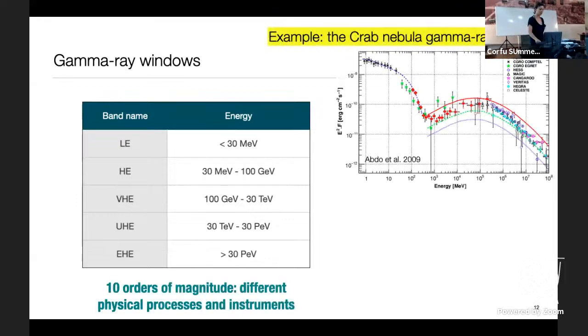So we have more than 10 orders of magnitude, and as I'm showing you here in this example, this is the emission of one of the most famous gamma ray sources, the Crab nebula, that is one of the bright spots in the Fermi sky, a galactic source. And here you see a nice collection of spectral measurements from the low energy range below 30 MeV. This is in MeV. This is the square of the energy times flux. We will see it in a minute. It's a spectral energy distribution.